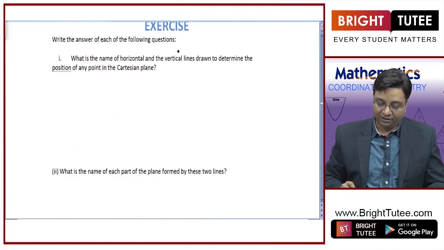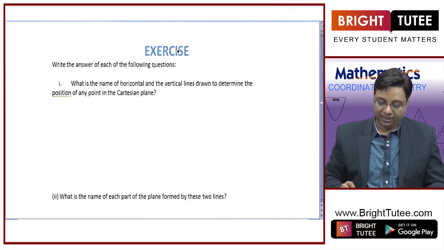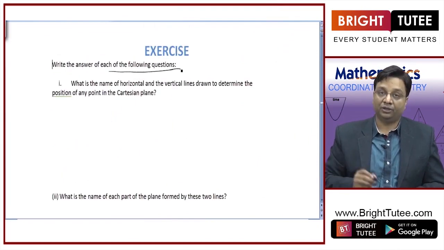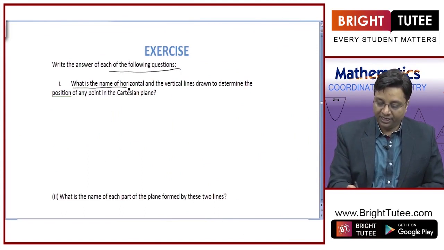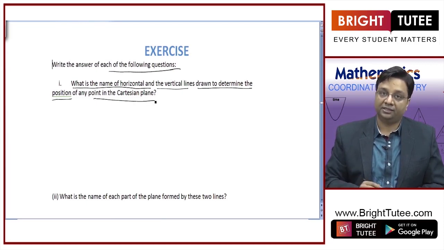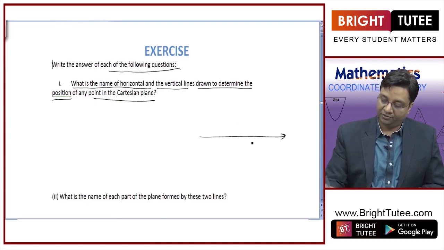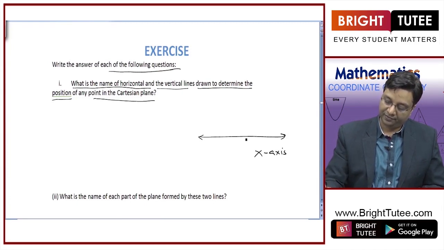Now, in this exercise, I need to write the answer for each of the following questions. First question is, what is the name of the horizontal and the vertical line drawn to determine the position of any point in the Cartesian plane? So, what is the name of the horizontal line? It is the x-axis. Okay. And what is the name of the vertical line? It is the y-axis.